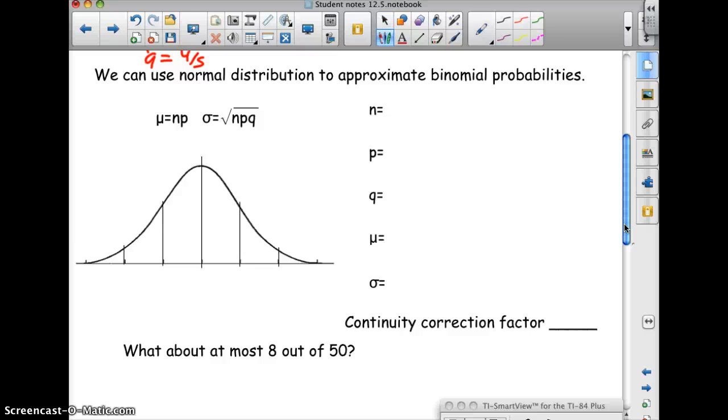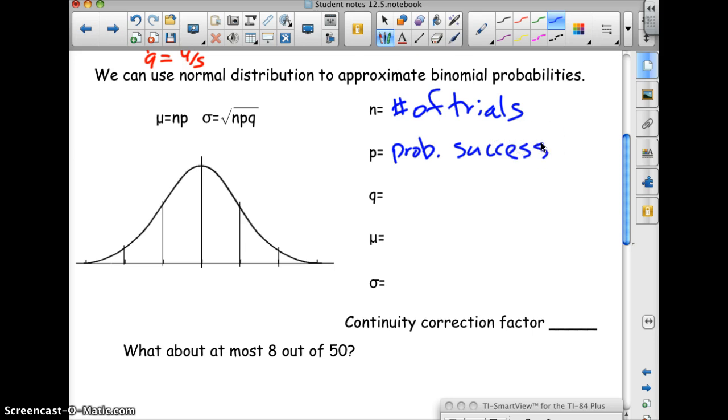A couple things. N is still going to be the number of tries. P is going to be the probability of success, and Q is still the probability of failure. All right, and then I've got a new symbol here. It's called mu. That's kind of the same thing as X bar, but that's going to be the mean. And then sigma, that's the standard deviation.